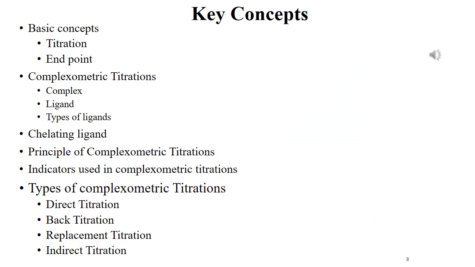First, we will talk about some basic concepts: what is titration and endpoint, and what is an indicator that is used in titrations, and in complexometric titrations. Then we will talk about some basic concepts which are important to understand before we discuss complexometric titrations. That is complex formation and ligands, and then the types of ligands.